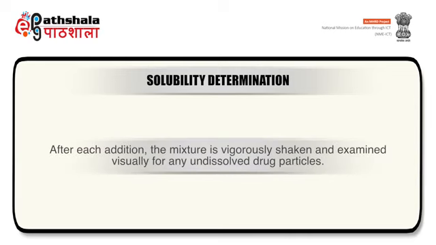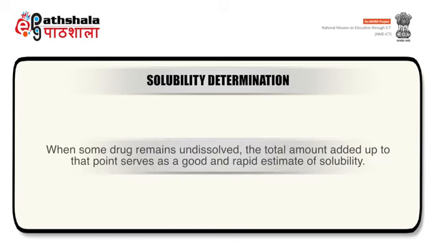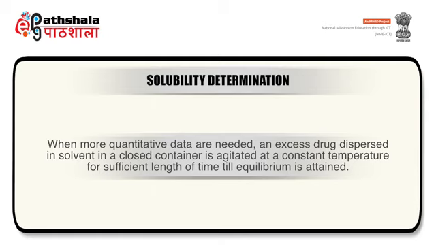After each addition, the mixture is vigorously shaken and examined visually for any undissolved drug particles. When some drug remains undissolved, the total amount added up to that point serves as a good and rapid estimate of solubility. When more quantitative data are needed, an excess of drug dispersed in solvent in a closed container is agitated at a constant temperature for a sufficient length of time until equilibrium is attained.